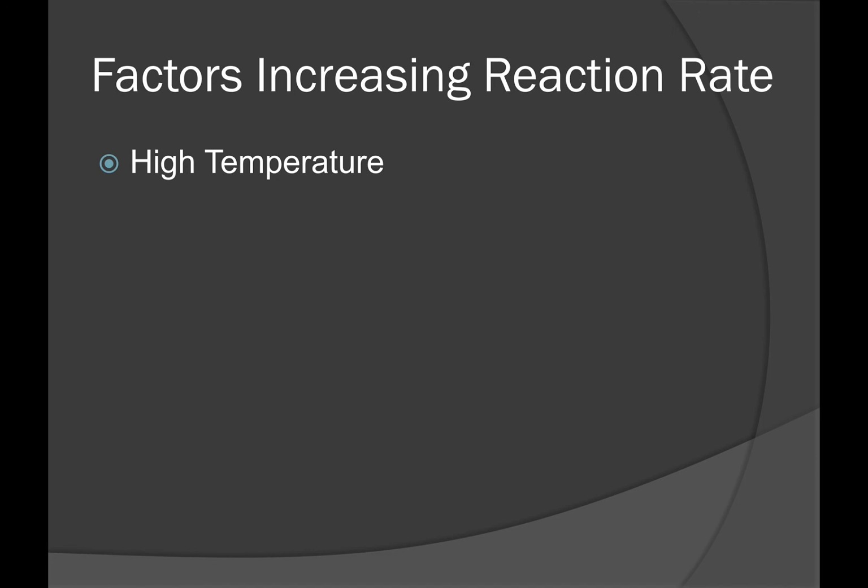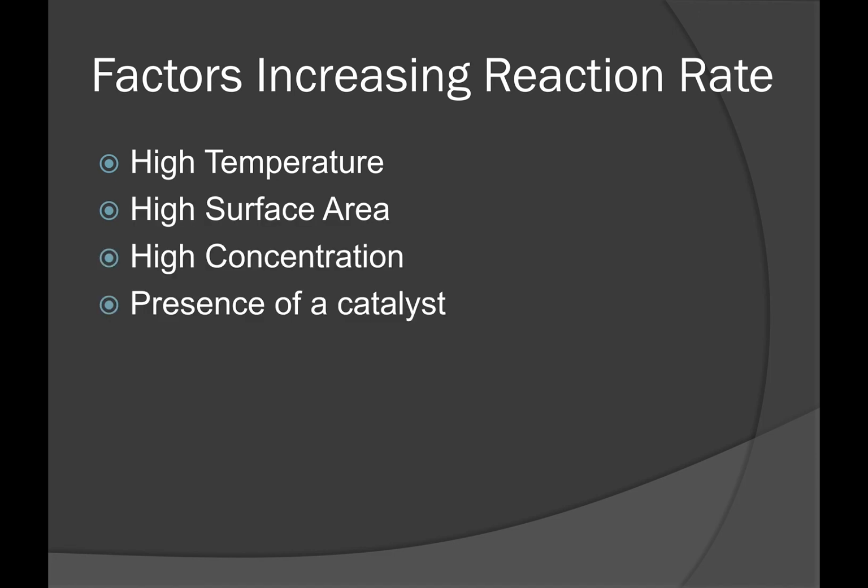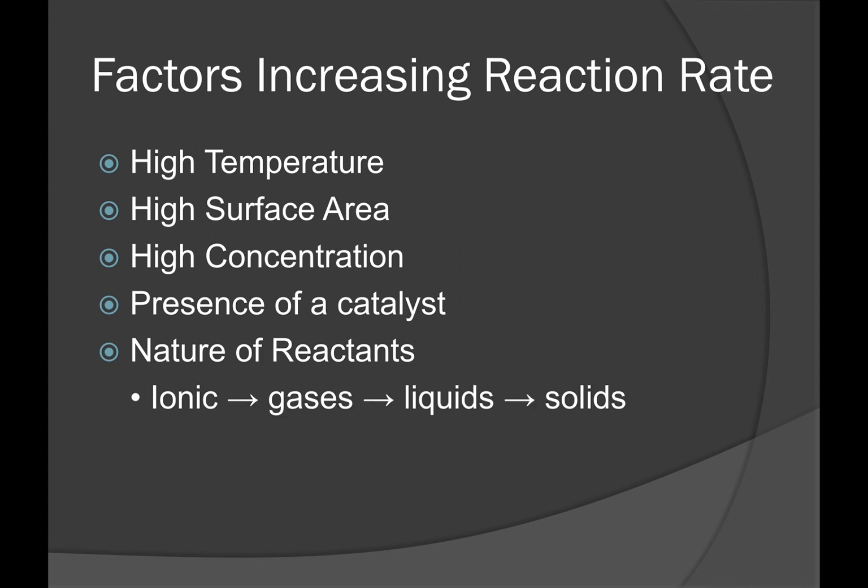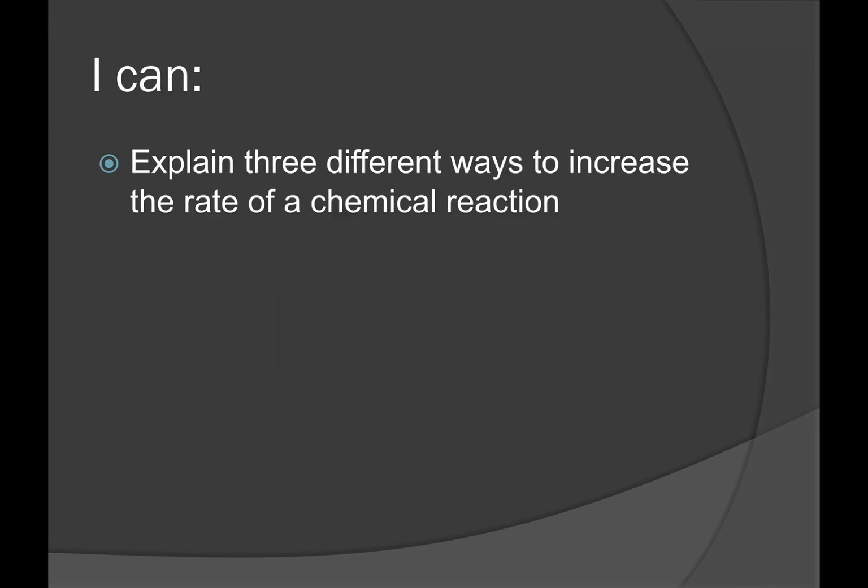So factors that will increase the reaction rate: high temperature, high surface area, high concentration, the presence of a catalyst, and the nature of reactants. Ionic substances will react faster compared to gases, liquids, and solids. And that's from fastest to slowest. At this point, you should be able to explain 3 different ways to increase the rate of a chemical reaction.